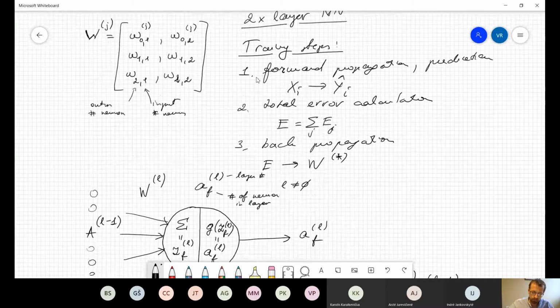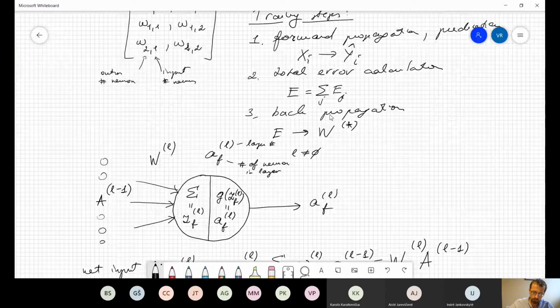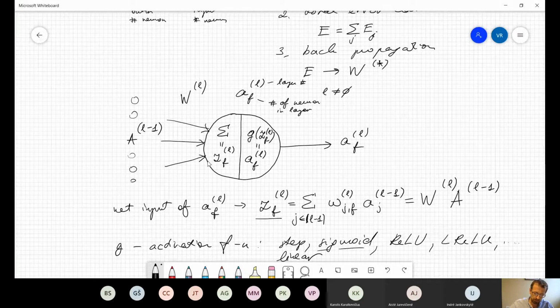Okay, so we have forward propagation, which is equal to the prediction, then the total error calculation, which is a summation of the local errors, and the backpropagation, which is basically the learning process. So we will be looking into these. Each neuron is composed of the activations that go in. So we have a net input, which is a Z value. And we basically apply an activation function, which is an application of the nonlinearity in the network. So basically, this is an output, right?